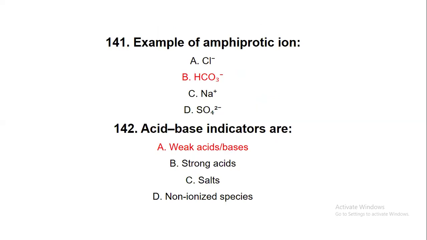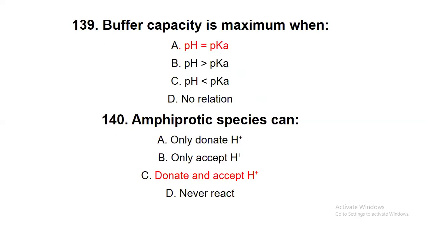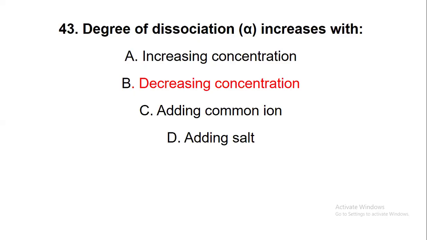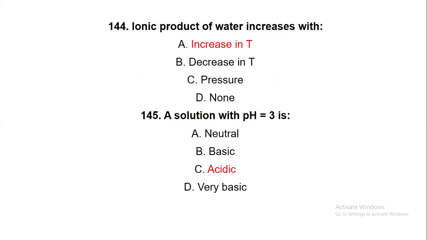Examples of amphiprotic ion: bicarbonate. Acid base indicators are weak acids or bases. Buffer capacity is maximum when pH equals pK. Amphiprotic species can donate and accept H plus ion. Degree of dissociation increases with decreasing concentration. Ionic product of water increases with increase in temperature.